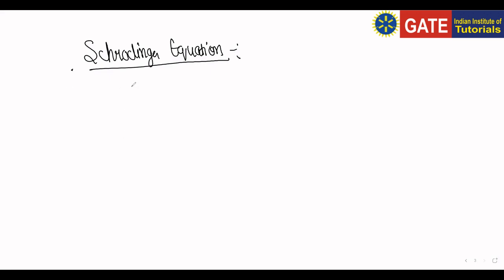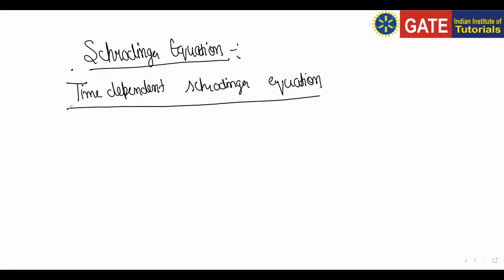We have done everything. Now start with the Schrodinger equation. Okay, another postulate of quantum mechanics: the Schrodinger equation. First, start with the time dependent Schrodinger equation. The general equation is the time dependent Schrodinger equation.